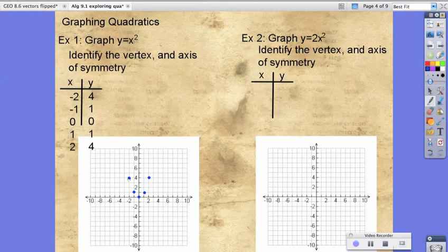So if we connect the dots on this, we'll get a parabola like so. Remember, it goes on infinitely long, so you have to do the arrowheads.